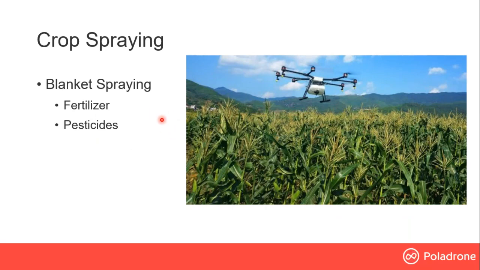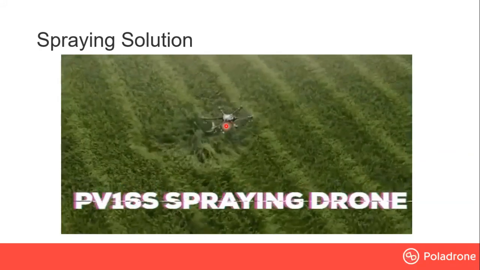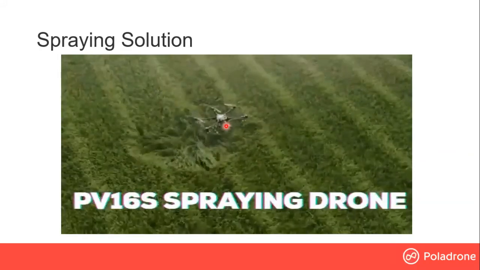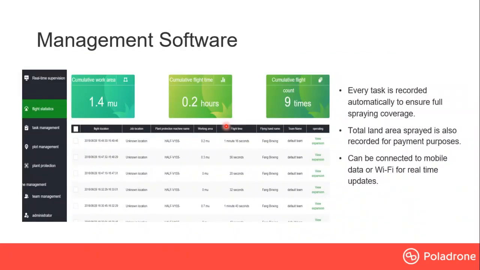So this drone is going to do blanket spraying, mainly of fertilizer and also pesticide. This is what it looks like. You just deploy your drone, go to the field and do the spraying. The best thing about this drone, I would say, is the management software, because every task is recorded automatically and you don't need to use the traditional method, which is pen and paper. How many hectares of land have you sprayed? Everything is recorded. So it's quite convenient, it's automated.